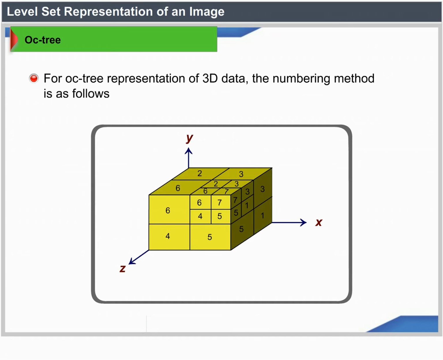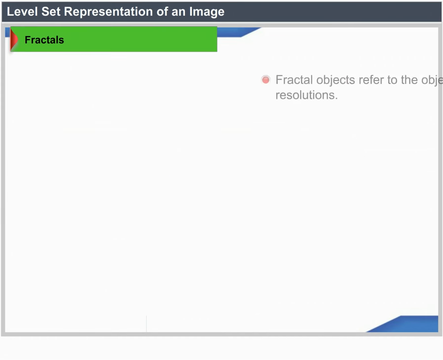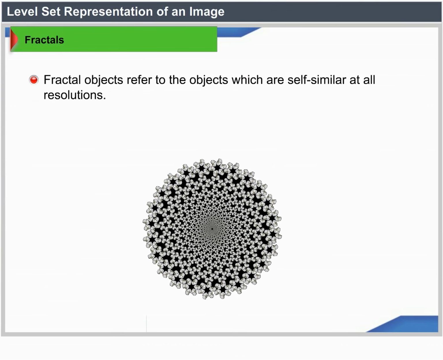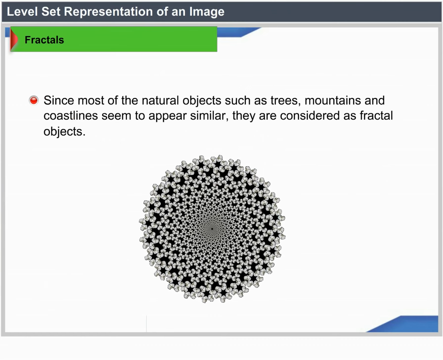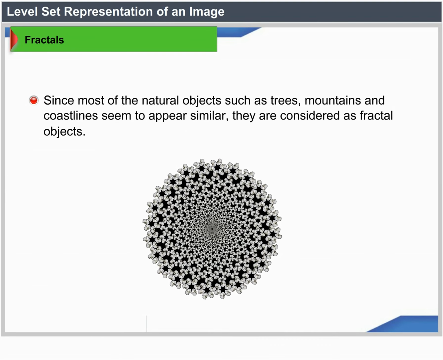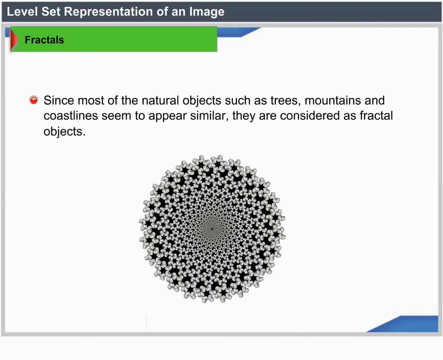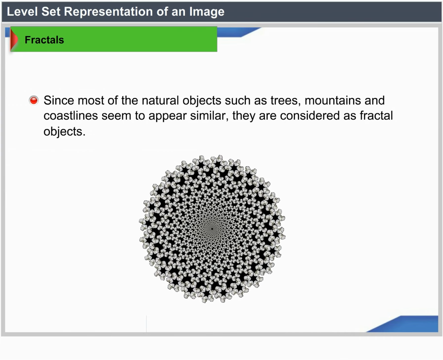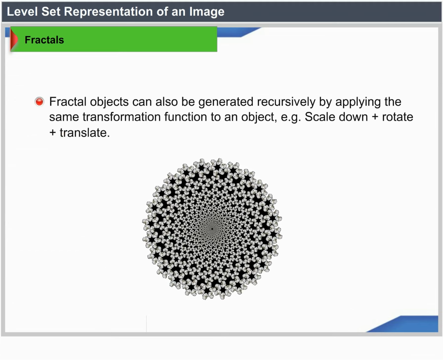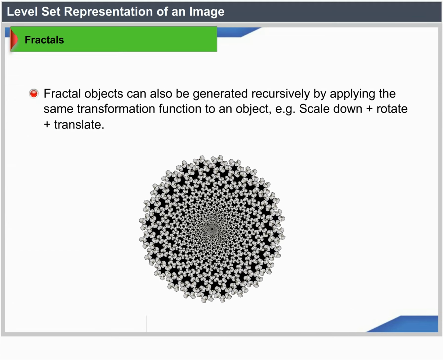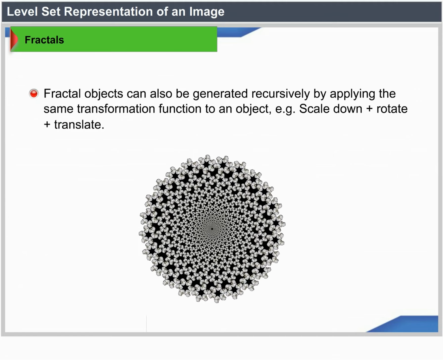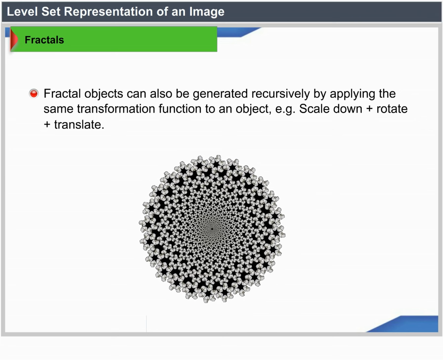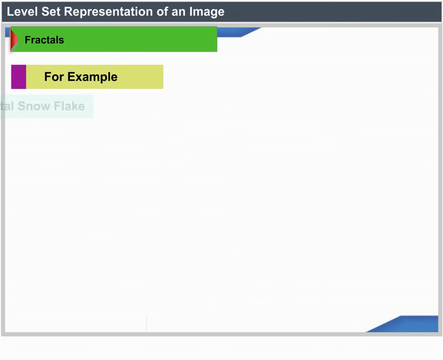Fractals. Fractal objects refer to those objects which are self-similar at all resolutions. Most of the natural objects such as trees, mountains, and coastlines are considered as fractal objects because no matter how distantly or how closely one looks at them, they always appear to be somewhat similar. Fractal objects can also be generated recursively by applying the same transformation function to an object, that is, scale down plus rotate plus translate. The figure shows the fractal snowflake.